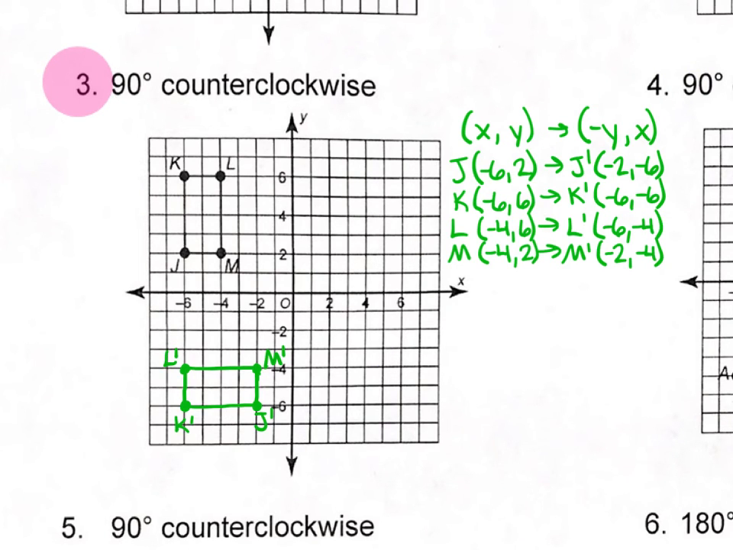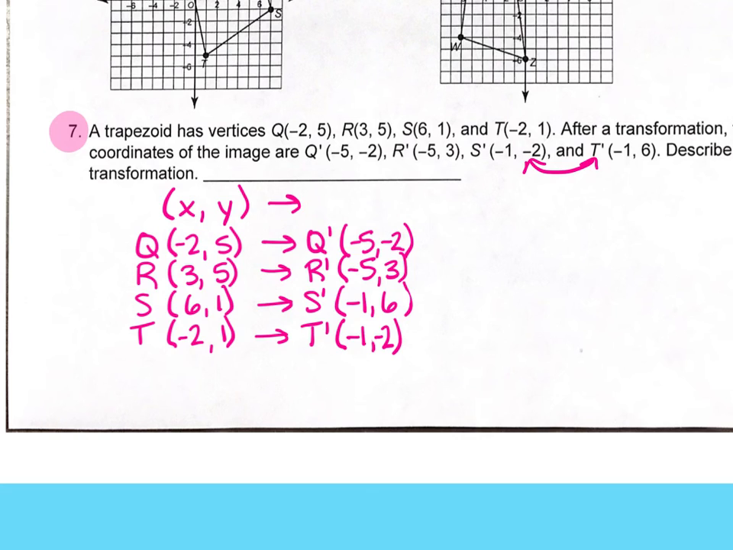Number 3 was a 90-degree counterclockwise rotation. Notice that the original going to the image is turned on its side, and also that it rotated 90 degrees counterclockwise. It's opposite of a clock, and it moved one quadrant over. Now number 7, I'll go ahead and note that S prime and T prime were swapped. So there was a typo in here. There was an error. However, we're going to go ahead and work through this.